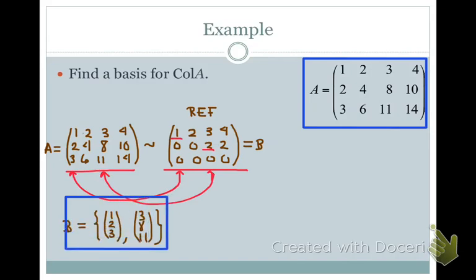Now notice that just in the same way that the column space of A is equal to the span of all the columns of A, it is also equal to the span of the vectors that are within the basis. So it's the span of (1, 2, 3) and (3, 8, 11).